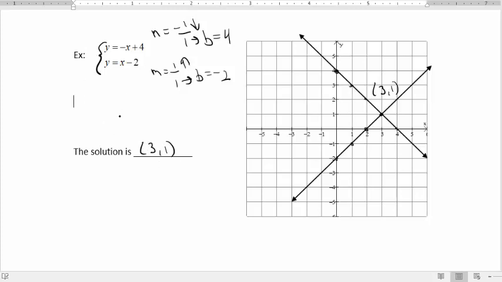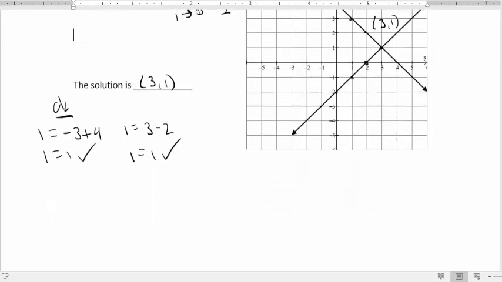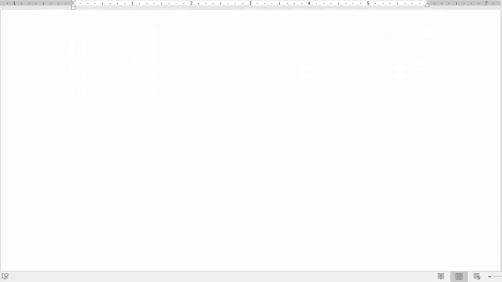And of course, after you do these, you can do checks on them, right? Just make sure that the point (3, 1) satisfies both these equations. 1 is equal to negative 3 plus 4. Well, 1 equals 1, so that line checks. And is 1 equal to 3 minus 2? 1 equals 1, so that line checks. That was a very simple check. They're not always going to be that simple, but you have to check it in both equations, make sure it satisfies both.